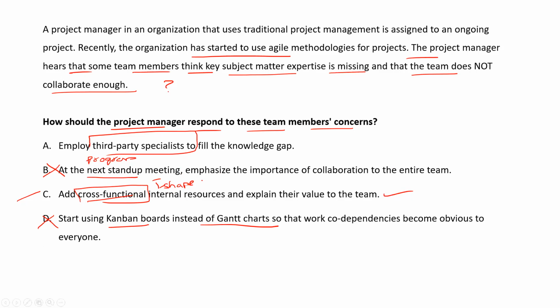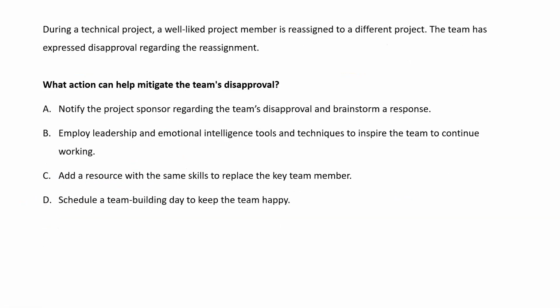Let's go and solve the next question. During a technical project, a well-liked project member is reassigned to a different project. The team has expressed disapproval regarding the reassignment. What actions can help mitigate the team's disapproval? Notify the sponsor, employ leadership and emotional intelligence, add a resource with the same skill, or schedule a team building day to keep the team happy. So please try to answer on the chat window and let's discuss one by one.